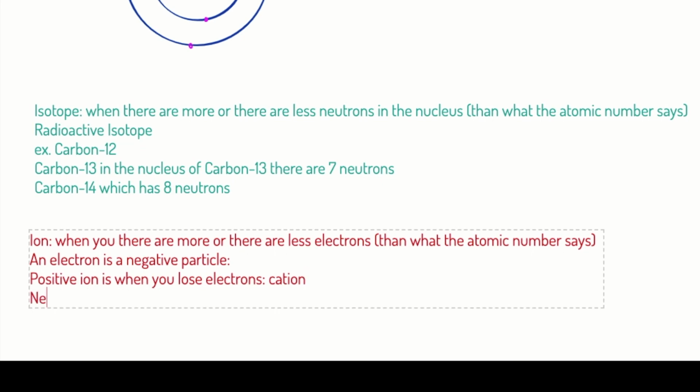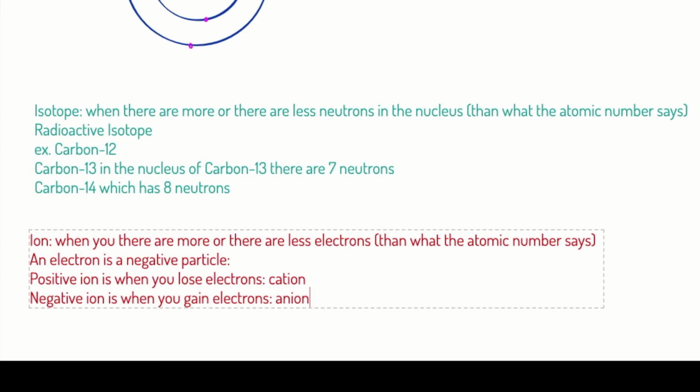Okay, and then you could have a negative ion. And this is when you gain electrons. Imagine if you had this carbon and you gained an electron, that means you would have 7 electrons, so 7 negative pieces and 6 positive pieces, so you'd be more negative. And a negative ion is called an anion. Okay, so that's a special name for a negative ion. So that's what an ion is, okay?